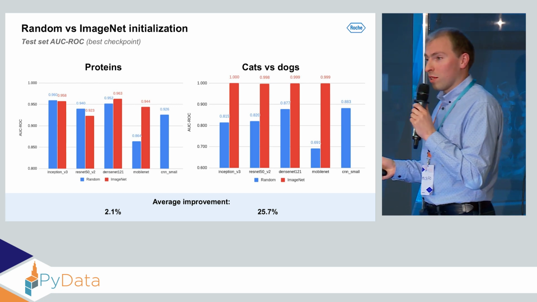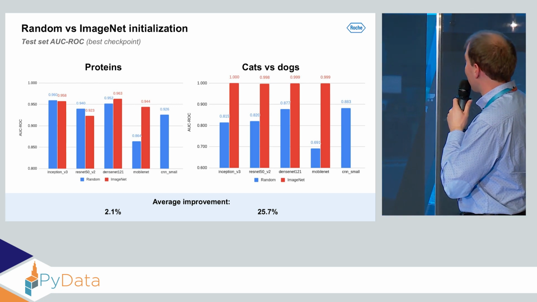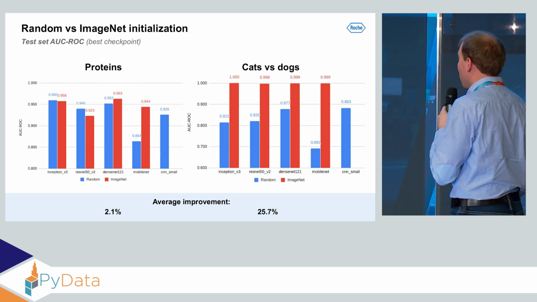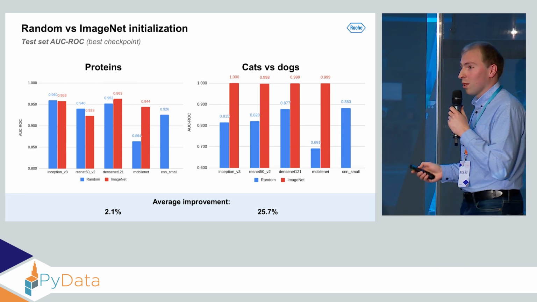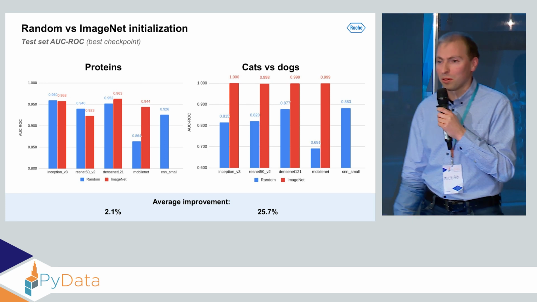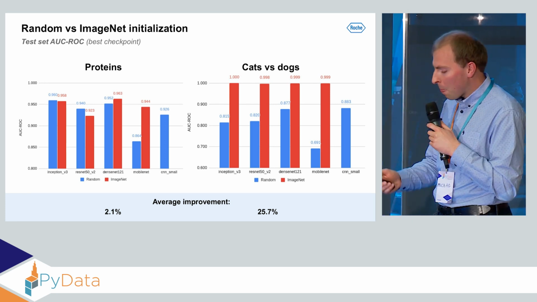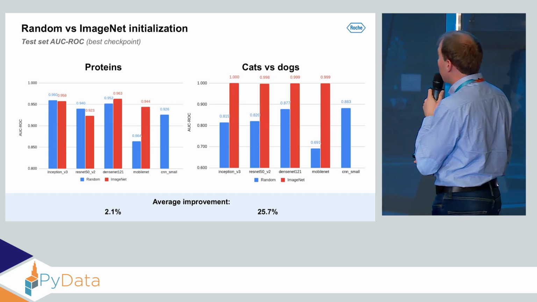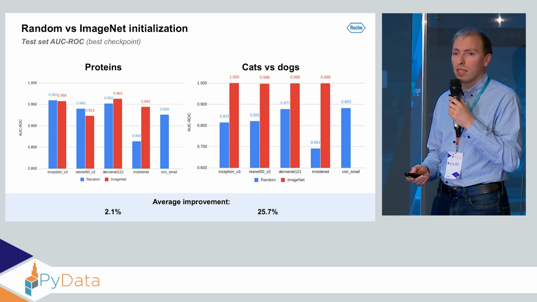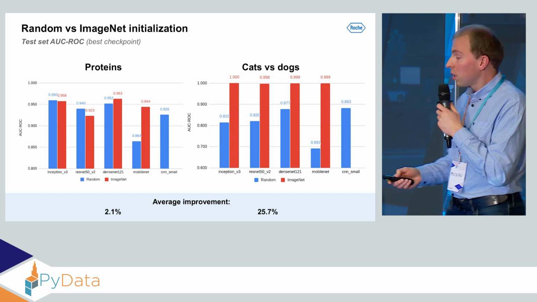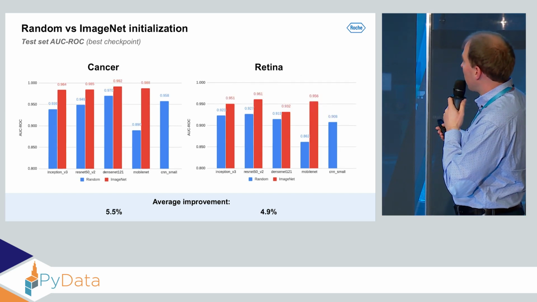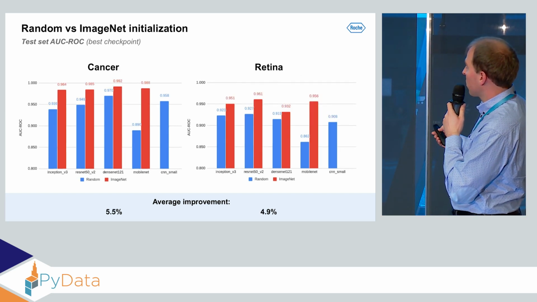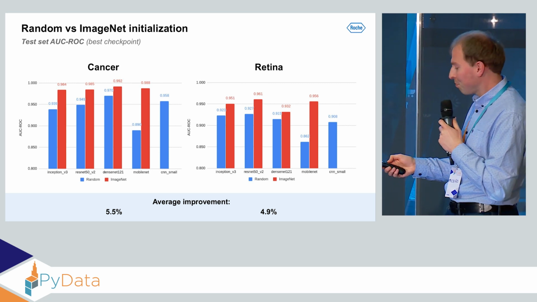Things look obviously very different for the cats versus dogs dataset, where we are getting quite a lot of improvement by using the pre-trained net. Interestingly, when we again look at the small CNN, we can see that it performs more or less the same as the large networks that were trained from scratch.